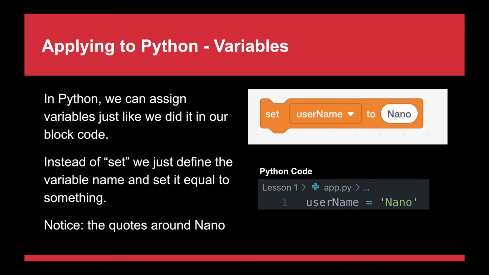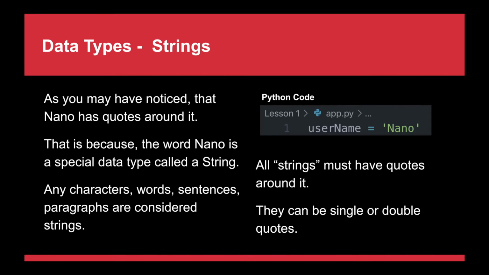In Python, it was a little bit easier. Instead of using the keyword set, we just assign a name and then put the value. Now, I want you to notice one thing: we have quotes around it. The Nano has quotes around it because the word Nano is a special data type called a string. Any characters, words, sentences, paragraphs, letters, numbers, mixed, all strings must have quotes around them.